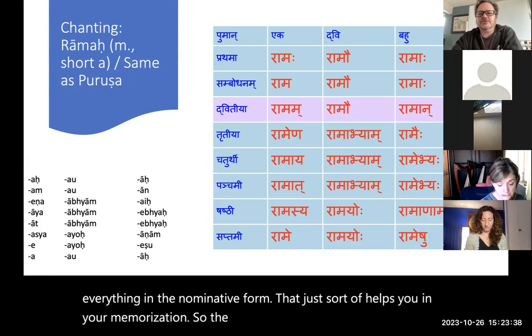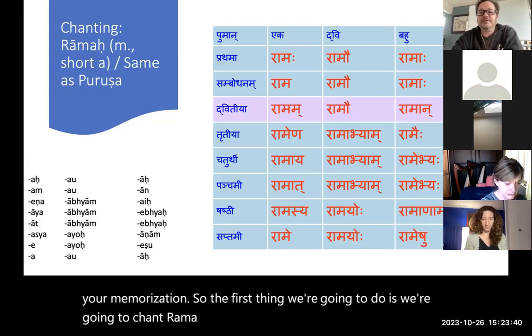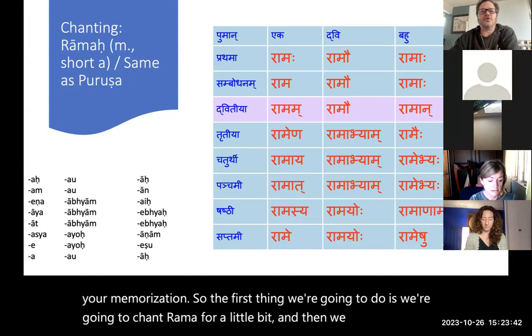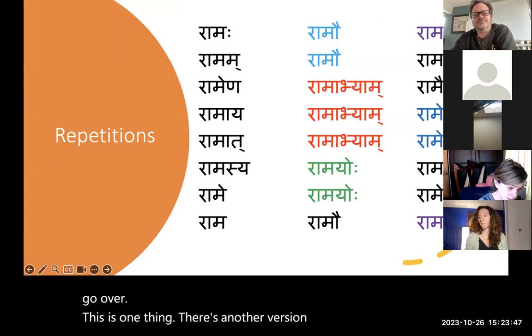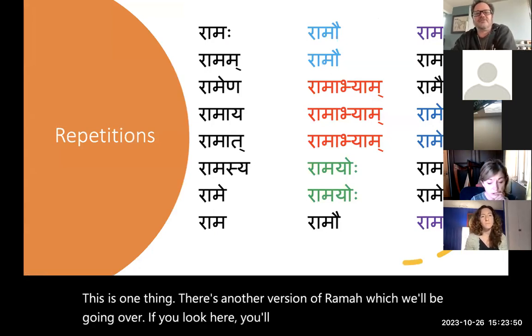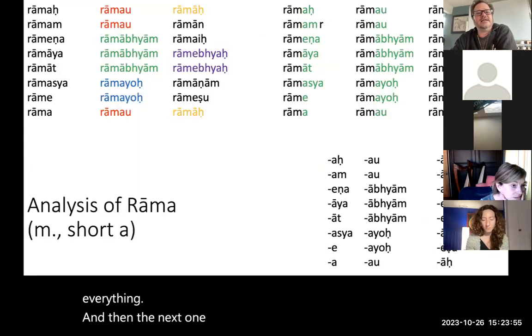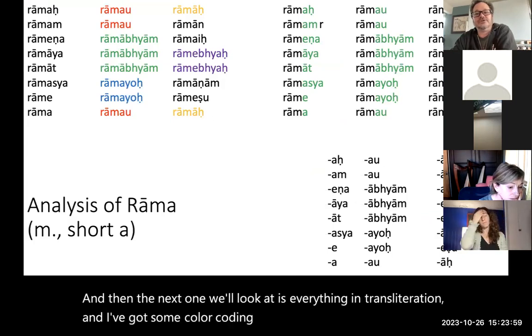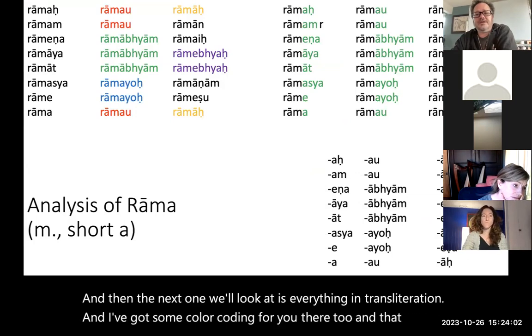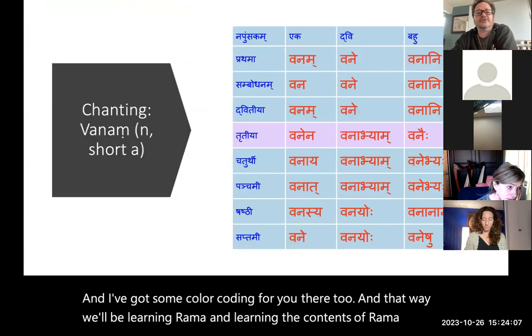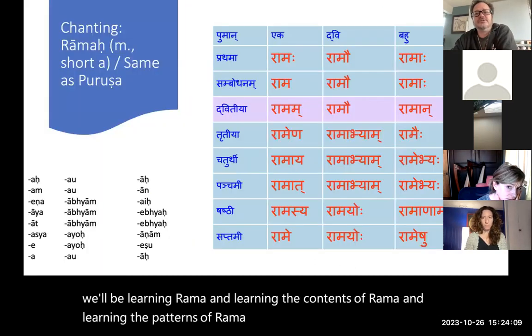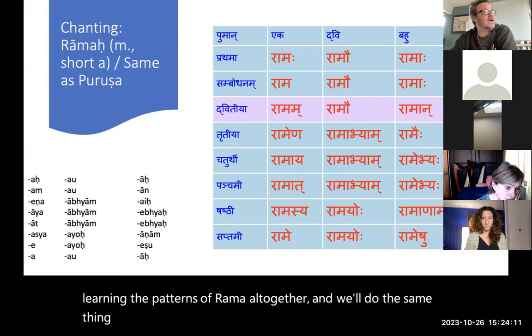So the first thing we're going to do is chant Rāma for a little bit, and then we are going to go over another version of Rāma. If you look here, you'll see that I've color-coded everything. And then the next one we'll look at is everything in transliteration, with some color coding there too. That way we'll be learning Rāma and the contents of Rāma and the patterns of Rāma all together. And we'll do the same thing with vanam.